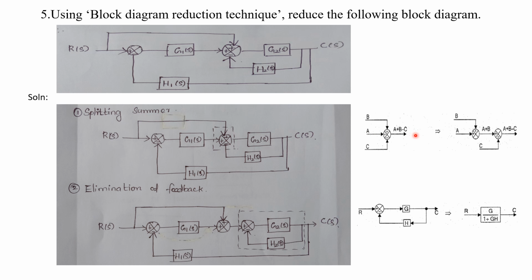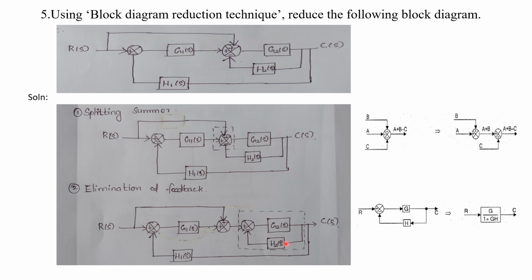We know the rule for how to split summers. If you have one 3 input summer, it can be split into two 2 input summers. This can be split into plus plus as well as plus minus. Similar to this, we can split this summer into plus plus as well as plus minus summers, based on this rule. Now directly for this loop, we can apply the formula for negative feedback. This is directly similar to a negative feedback. So here you put the dotted line and write elimination of feedback.